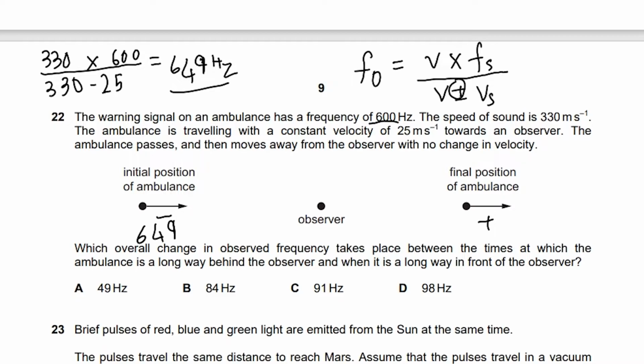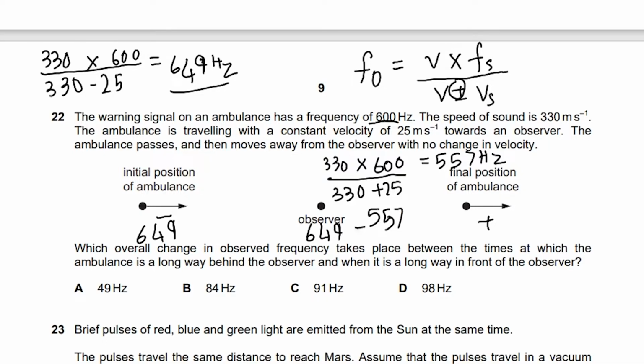Observed frequency: 330 multiplied by 600 over 330 plus 25. So 330 multiplied by 600 divided by 355 gives 557 Hertz. If you subtract 557 from 649, the answer you get is around 92 Hertz, and C is the closest one, so C is the answer.